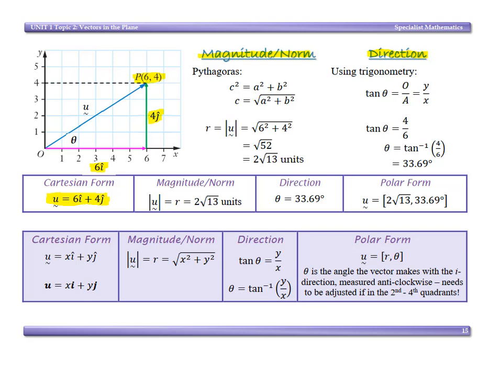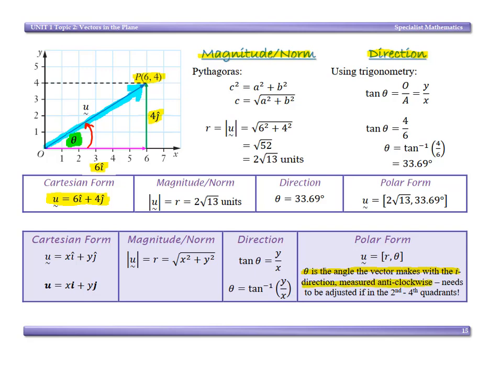Now to do polar form, we need to know what the length of the vector is, the size of the vector, the magnitude of the vector. We also need to know the direction of the vector, so this theta here. That theta is always the angle the vector makes with the i direction, and it's measured anti-clockwise. And I've written that down here for a reminder.